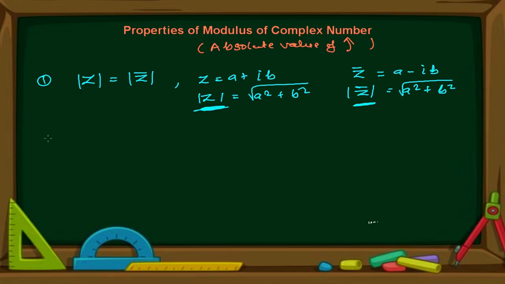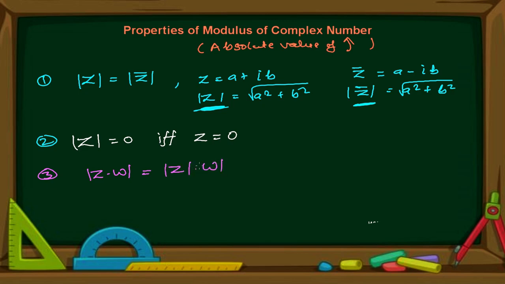All right? Now the second one is, the modulus value of any complex number will be 0 if and only if the complex number is itself 0, the zero complex number. Only this is the condition, okay? And the third property is, the absolute value of the product of two complex numbers is equal to the product of the individual absolute values of those two complex numbers, all right?